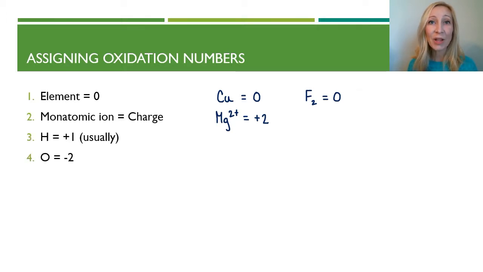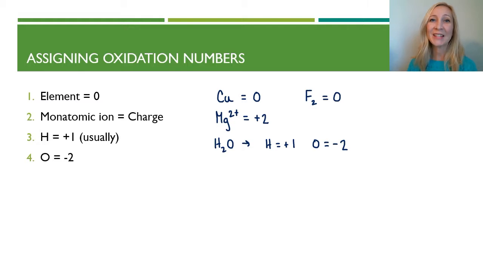Usually, hydrogen will have an oxidation state of positive 1, and oxygen will have an oxidation state of negative 2. If we look at water, we can see these oxidation states. We have 2 hydrogens and 1 oxygen, and both hydrogens will have positive 1 oxidation states, and the oxygen will have a negative 2 oxidation state.